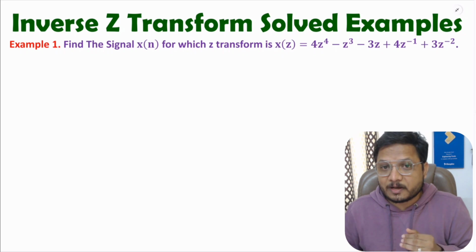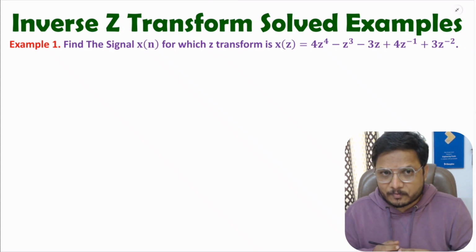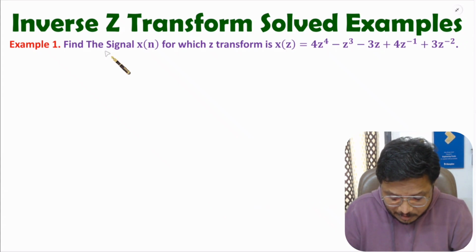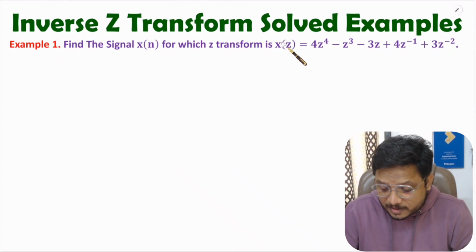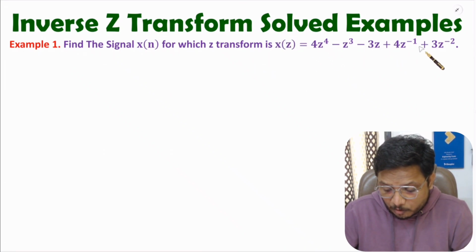In this video, I will solve three interesting questions based on inverse Z transform. So let me solve the first question. In the first question, we need to identify x of n for which the Z transform x of z is given. Here x of z is given in the form of a polynomial.